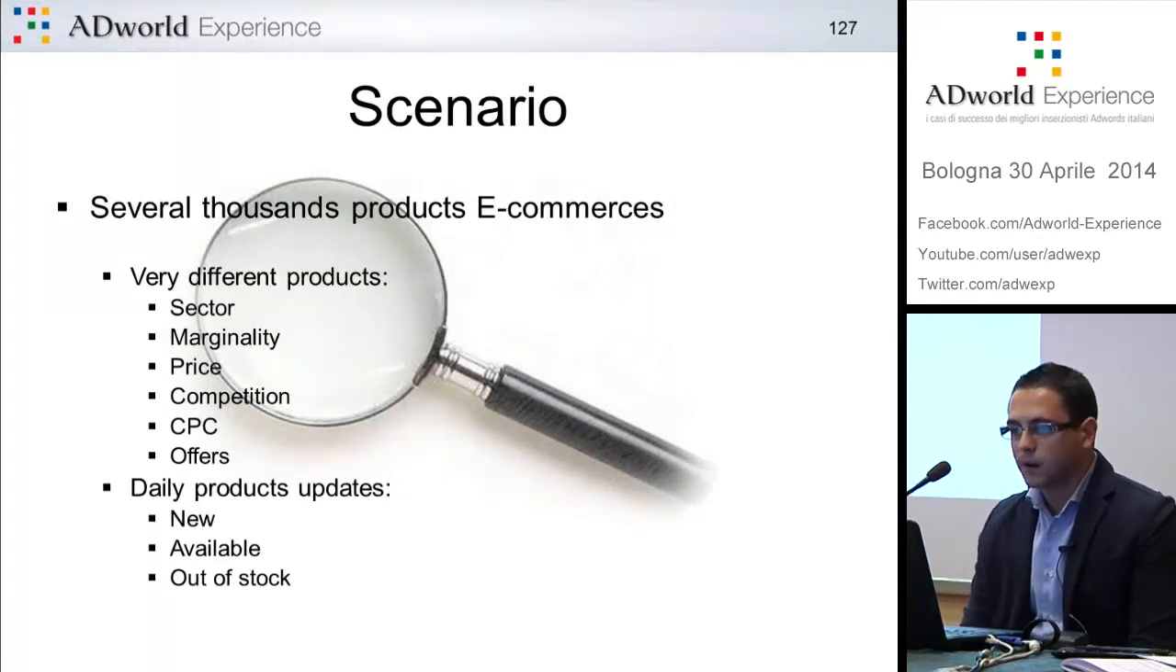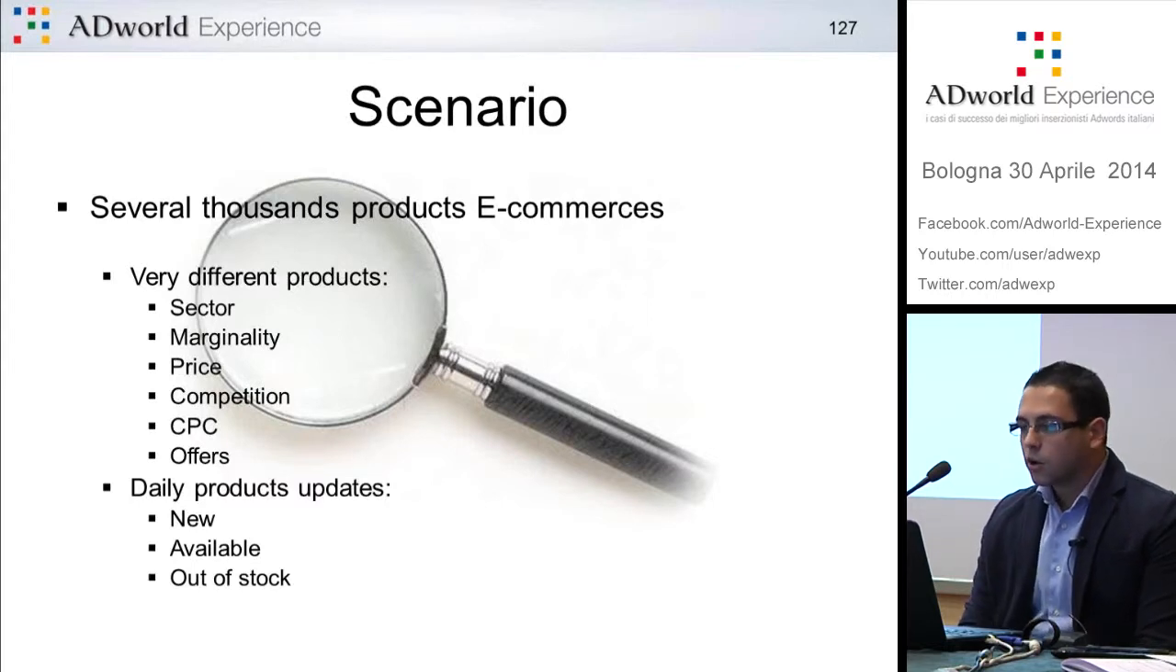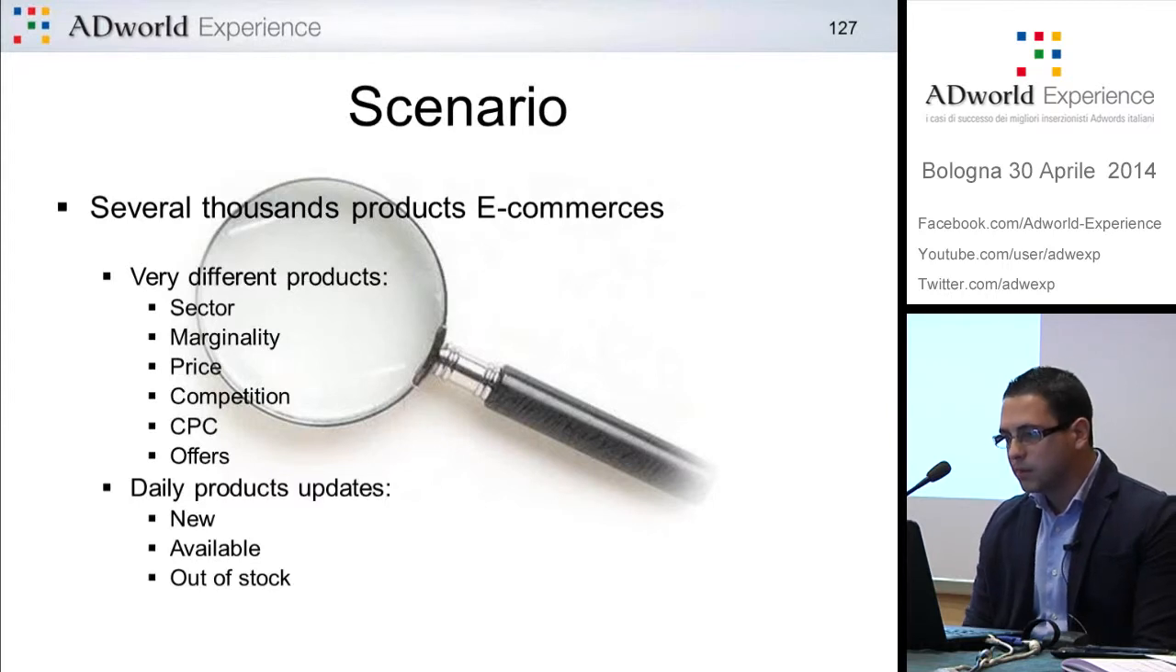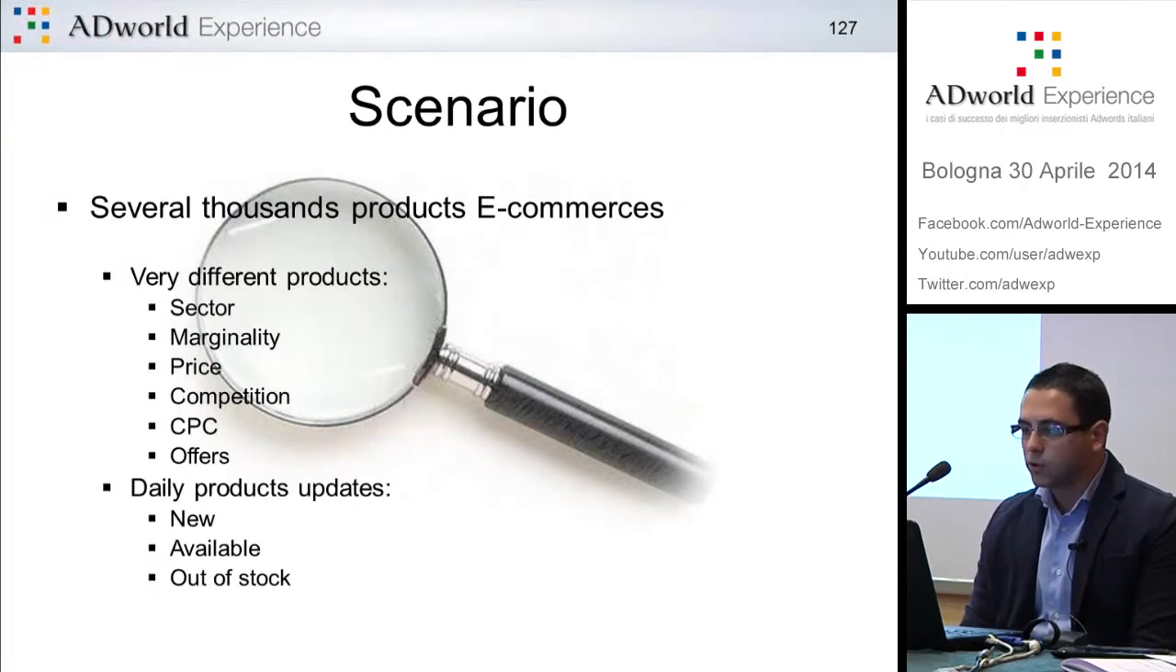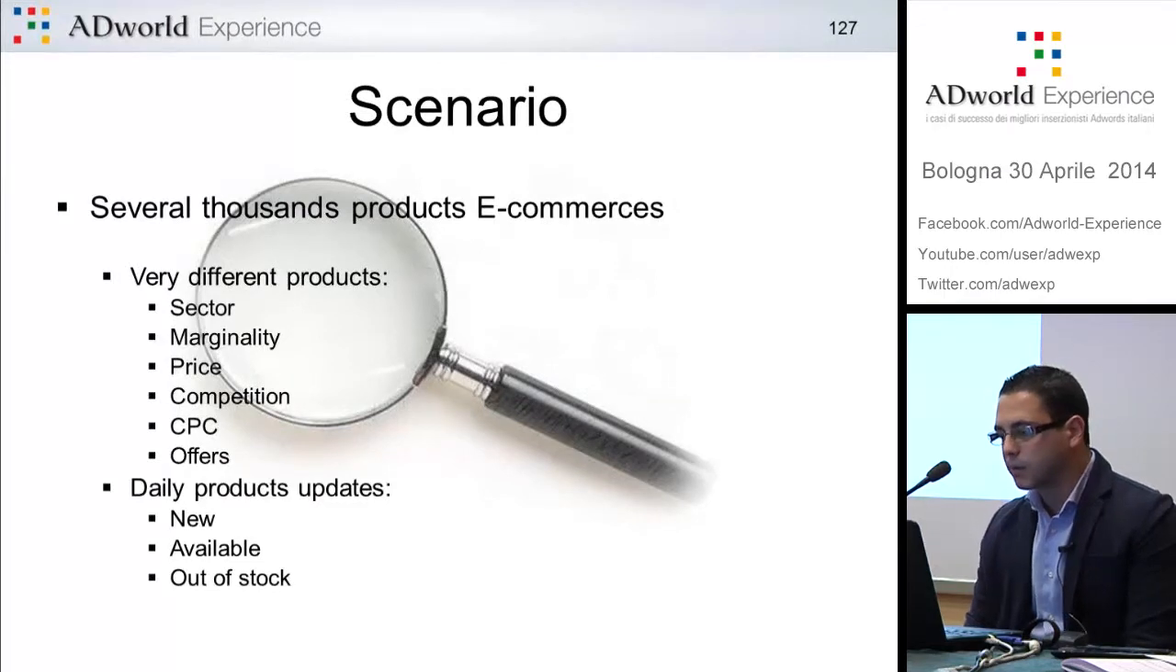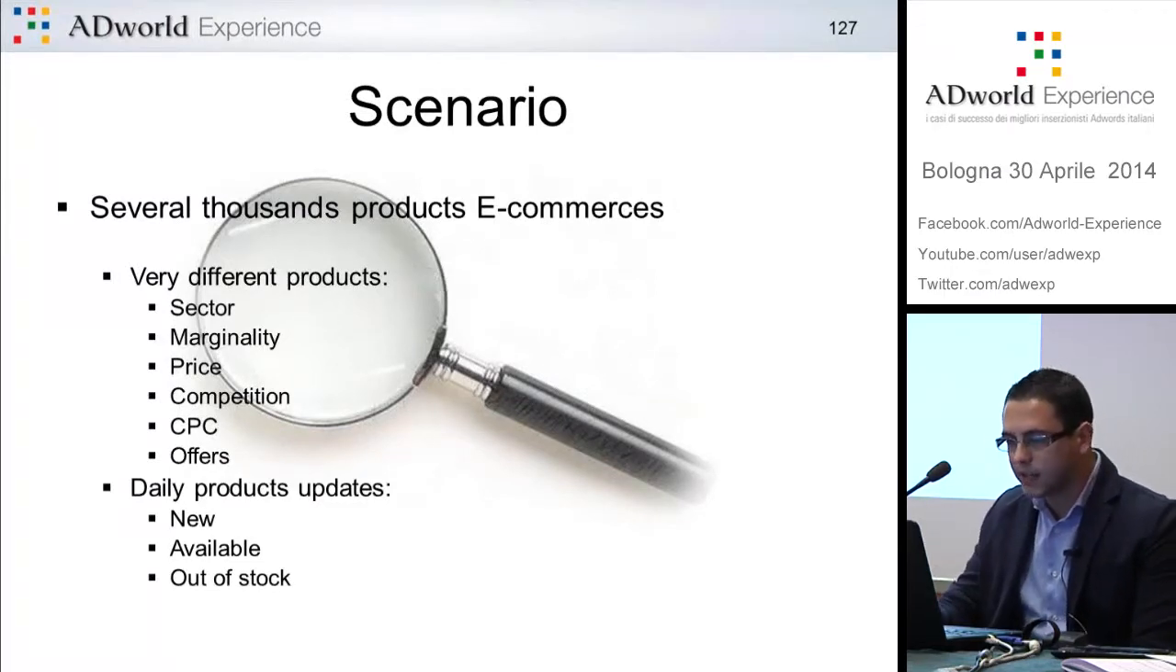We're going to talk about when and how it is useful to manage the automatic management of campaigns in complex cases. And by complex, I mean a situation in which you have tens of thousands of different products differentiated by sector, margin, price, competition in terms of market and online advertising, and diversified also in terms of the margins that the customer has on the products.